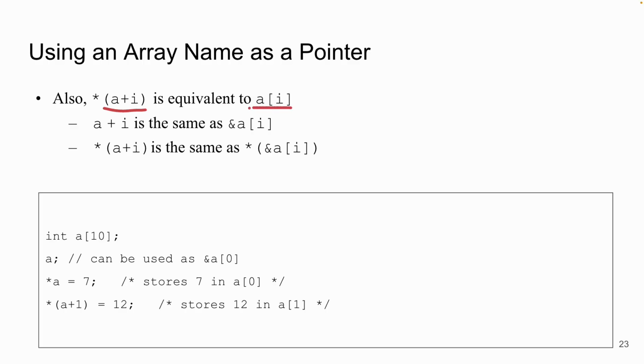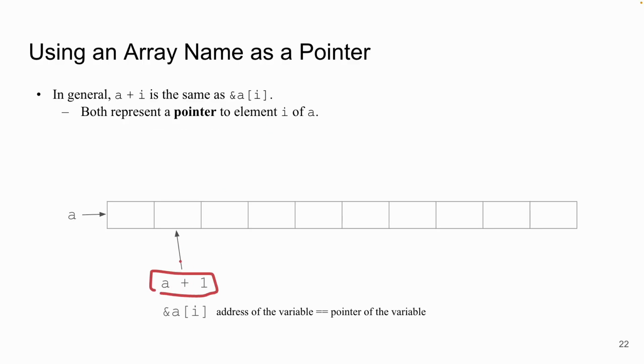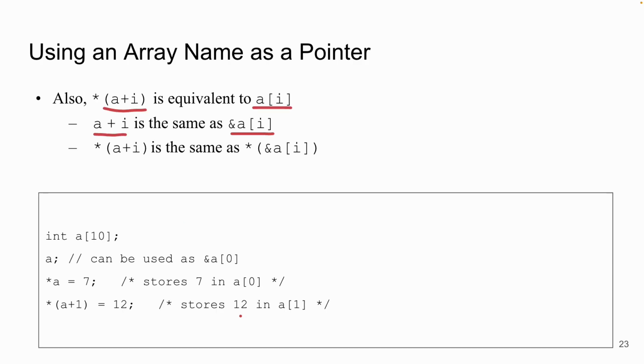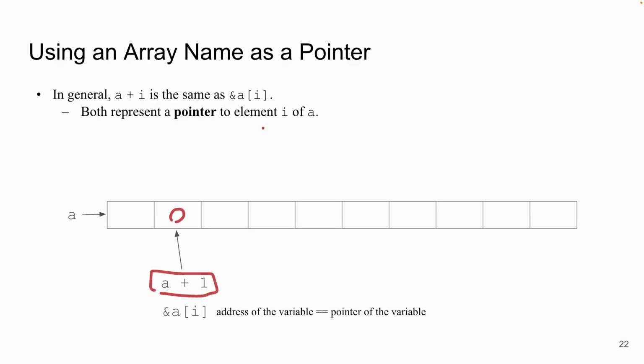So another way to think about this is that, as we know, A plus i is the same as the address of A[i], right? Because A plus i points to this element. The pointer of the variable equals the address of the variable. So of course, A plus i equals the address of A[i]. We also talked about this in the slide here, right?